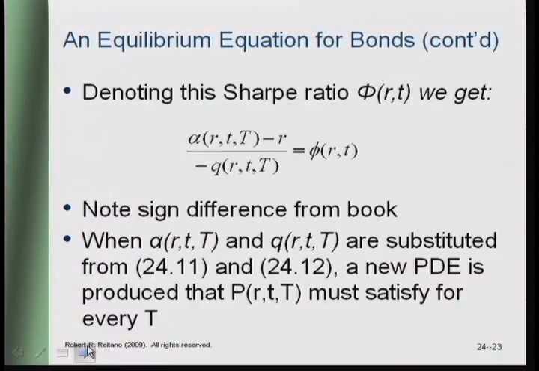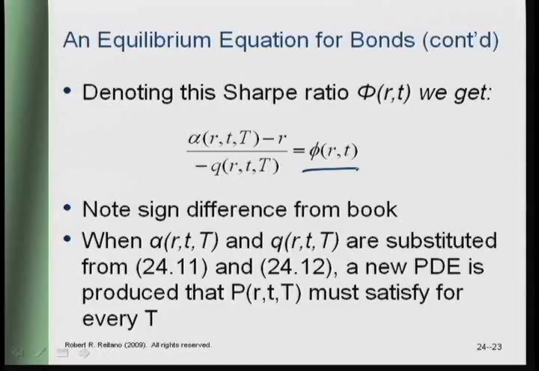So, as I mentioned a minute ago, we'll denote the Sharpe ratio by phi of R, T. Now notice, we did not conclude that the Sharpe ratio is independent of the interest rate R, nor is it independent of the time at which we're doing the calculation. We simply concluded that it must be independent of the maturity of the bond. So we'll use the expression that the Sharpe ratio must be equal to phi of R, T for some as yet unspecified function.